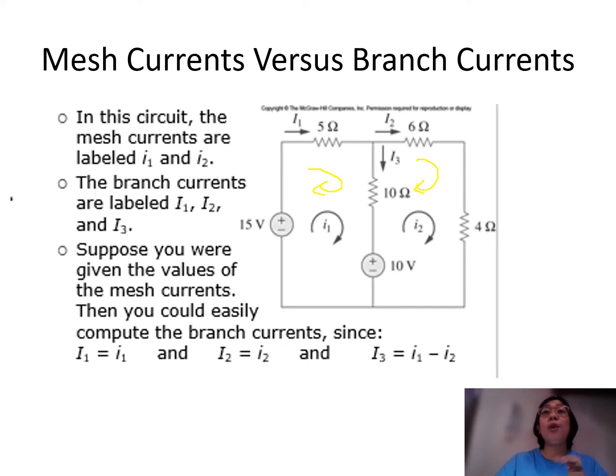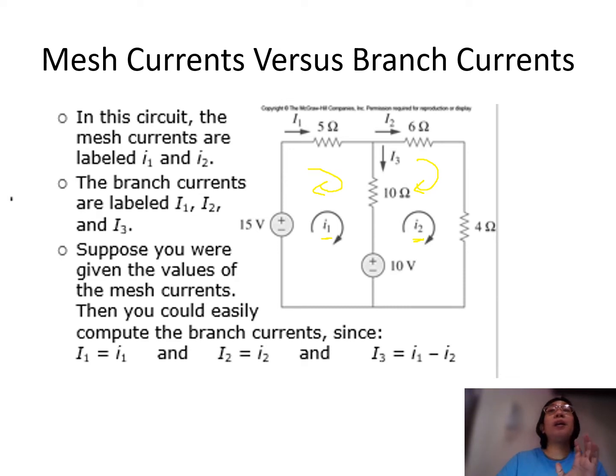So we make use of a clockwise direction, and they are labeled as I1 and I2. Notice the small letters here. The branch currents are those currents that are flowing on certain branches. For example, we have here your I1, we have here your I2, we have here your I3.